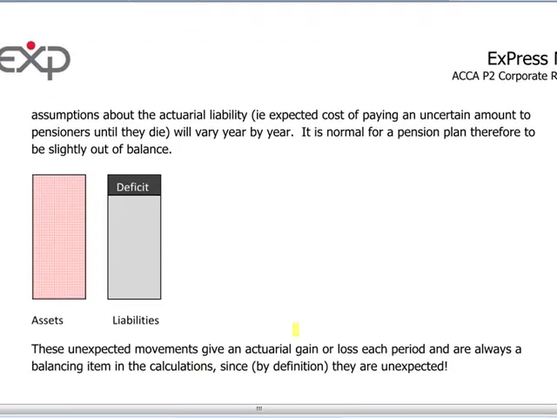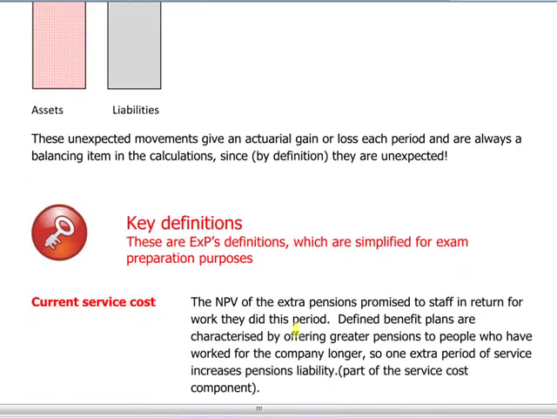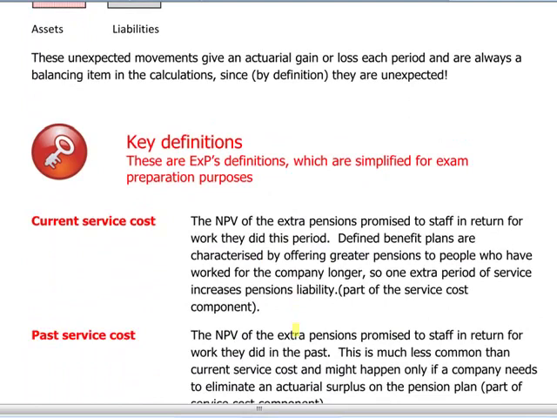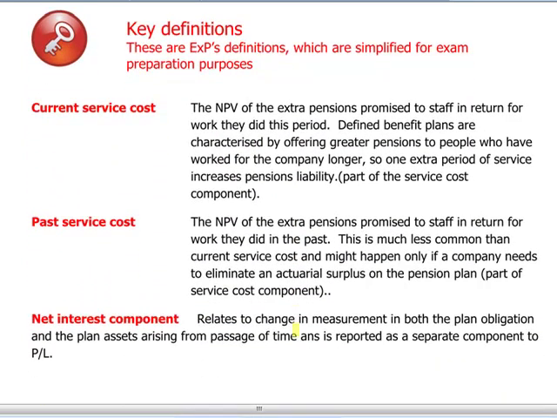They appear because the actuarial assumptions that we made in the previous accounting year change versus what actually happened during the accounting period. Therefore the assets of the plan and the liabilities to pay the pensions in a perfect world would be equal, but in real life, due to differences in assumptions about the actuarial liability, those will vary from year to year. That's why we report them in other comprehensive income. Key definitions for the preparation of the P2 examination are the following.